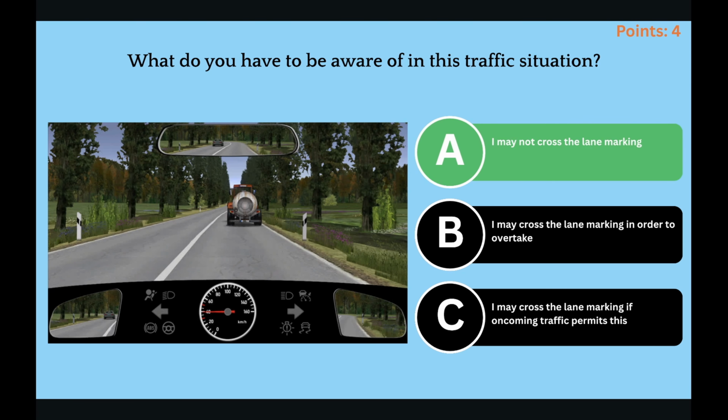A is the correct answer. I may not cross the lane marking. Take a look. We have an unbroken line. So in this situation, overtaking is not allowed. Even if the vehicle in front of you is so slow, you must wait patiently until you can see a broken line, then you can overtake. But at this point, overtaking is not allowed.